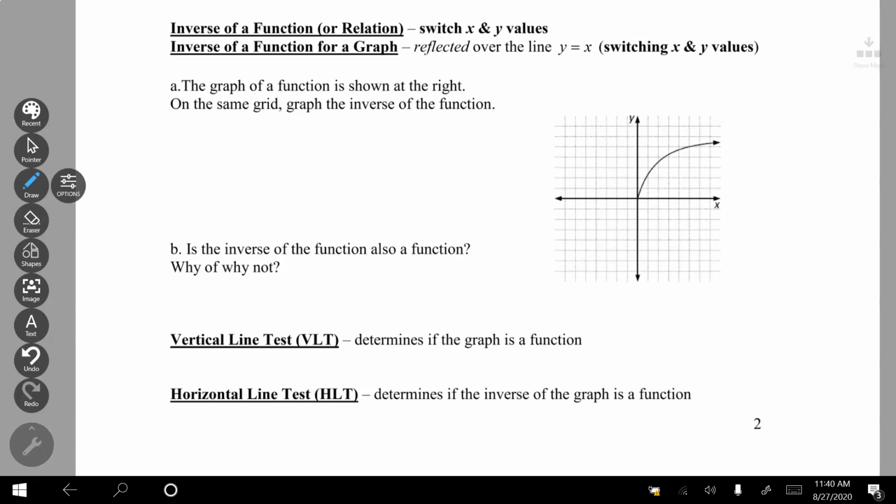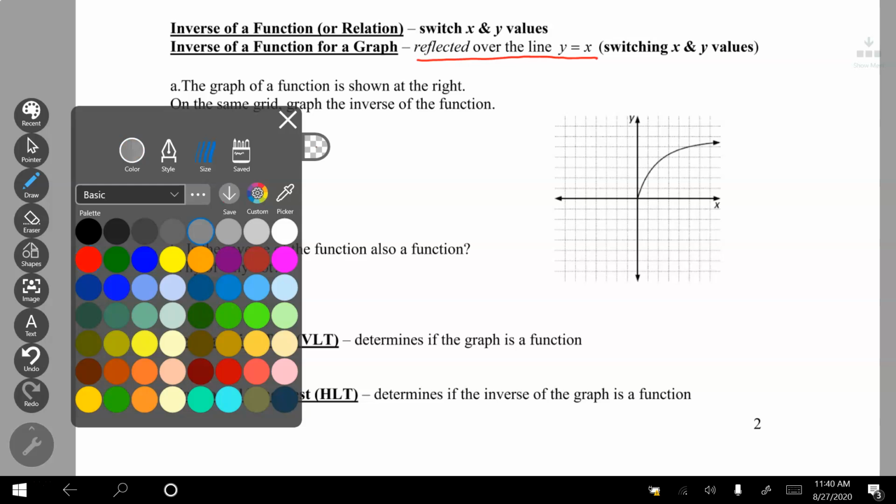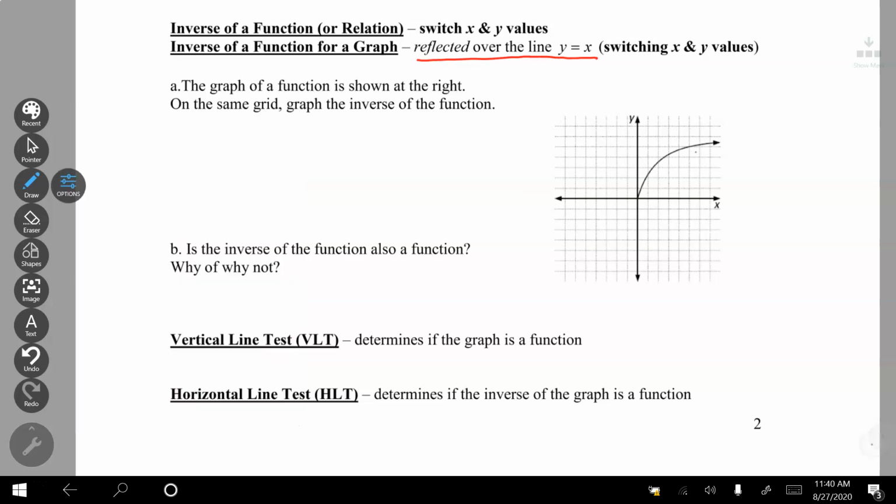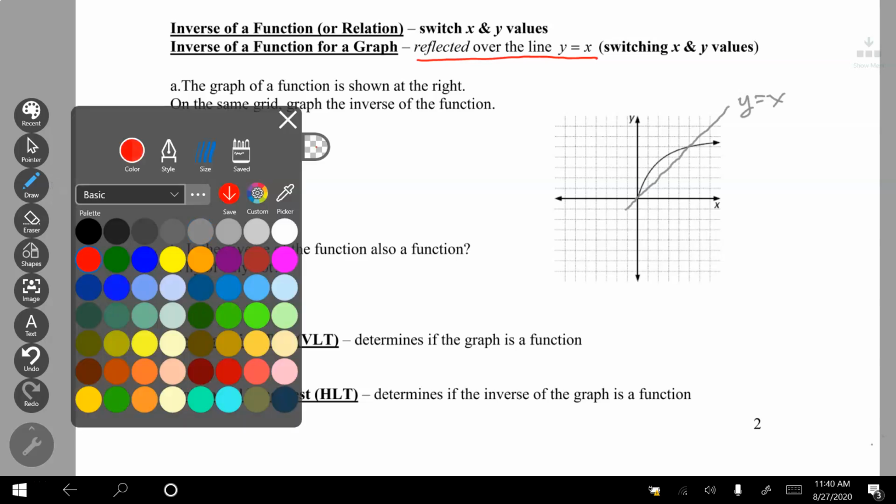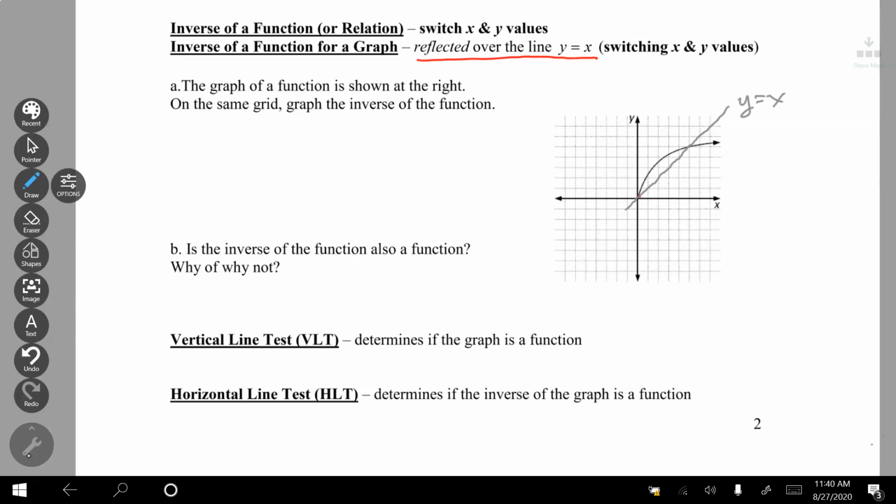So now we're going to talk about inverses. And inverses is when you switch x's and y's. And one way to do it is to reflect it over the line y equals x. Well, that line on this graph, the best I can do it with a stylus, is that line here, y equals x. And if I take this curvy little graph and reflect it over that diagonal line, I kind of get a graph that looks like this.